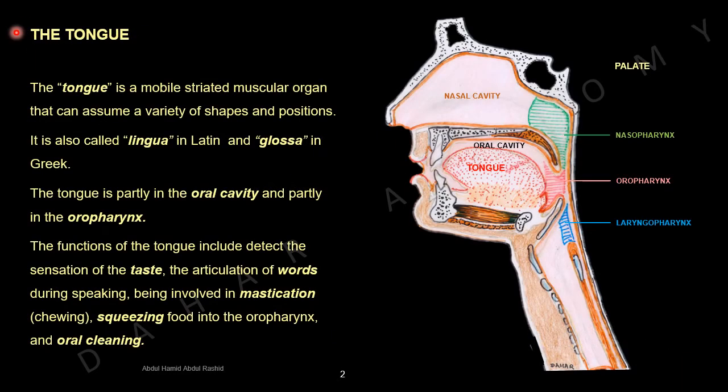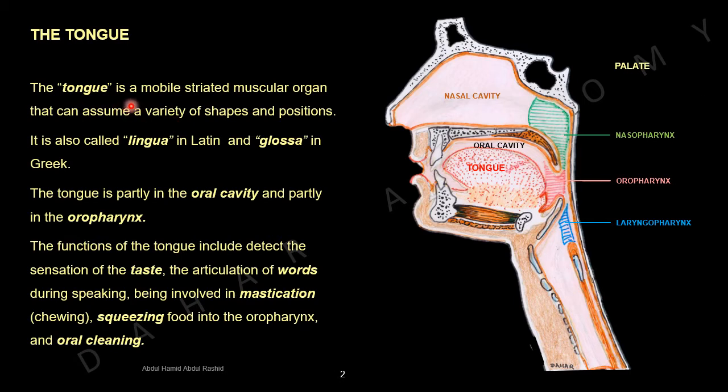The tongue. This is the sagittal section of the head and neck. This is the nasal cavity. This is the oral cavity. This is the pharynx. The uppermost part of the pharynx is the nasopharynx, which is behind the nasal cavity. The middle part of the pharynx is behind the oral cavity and is called the oropharynx, and the lowest part is behind the larynx, called the laryngopharynx. This is the tongue.